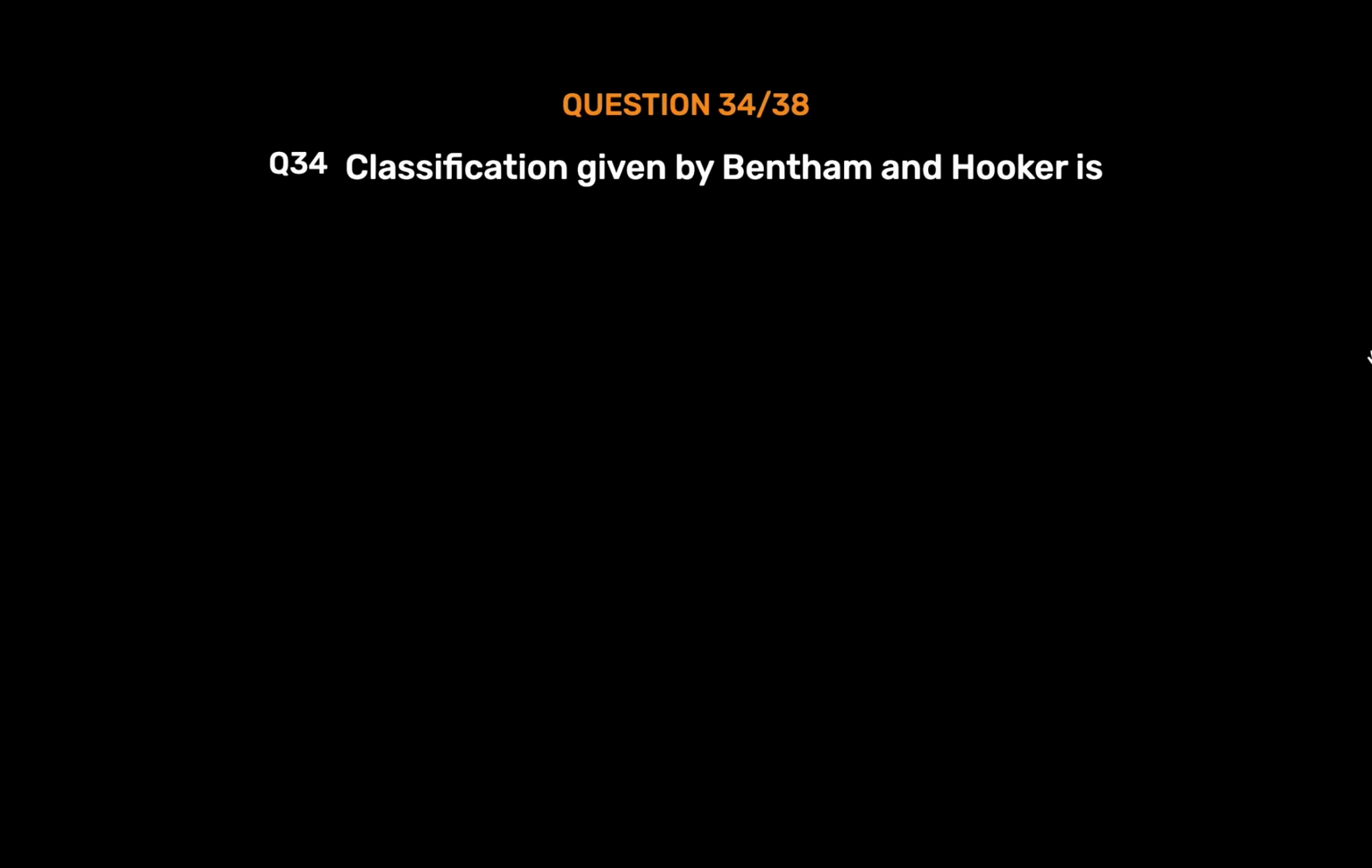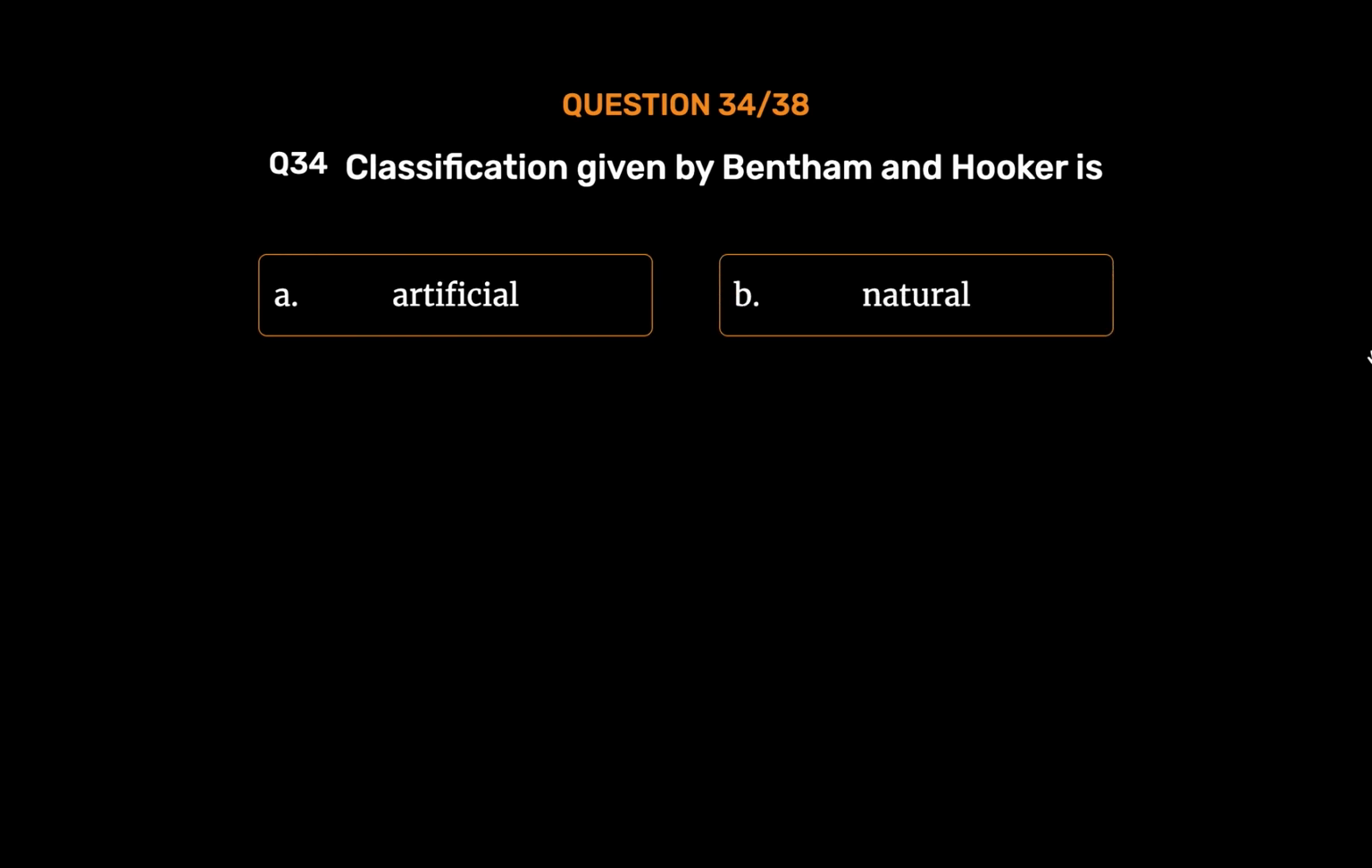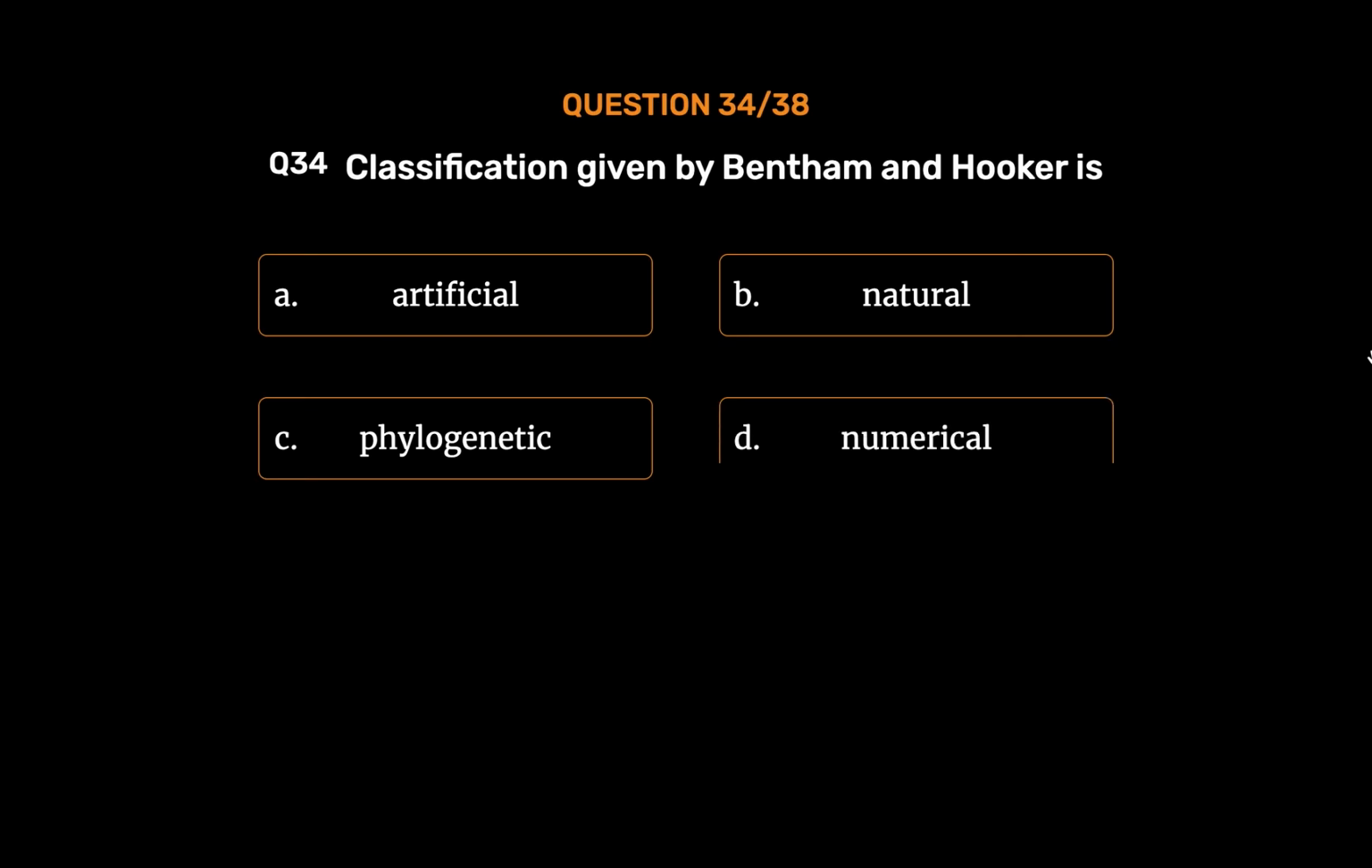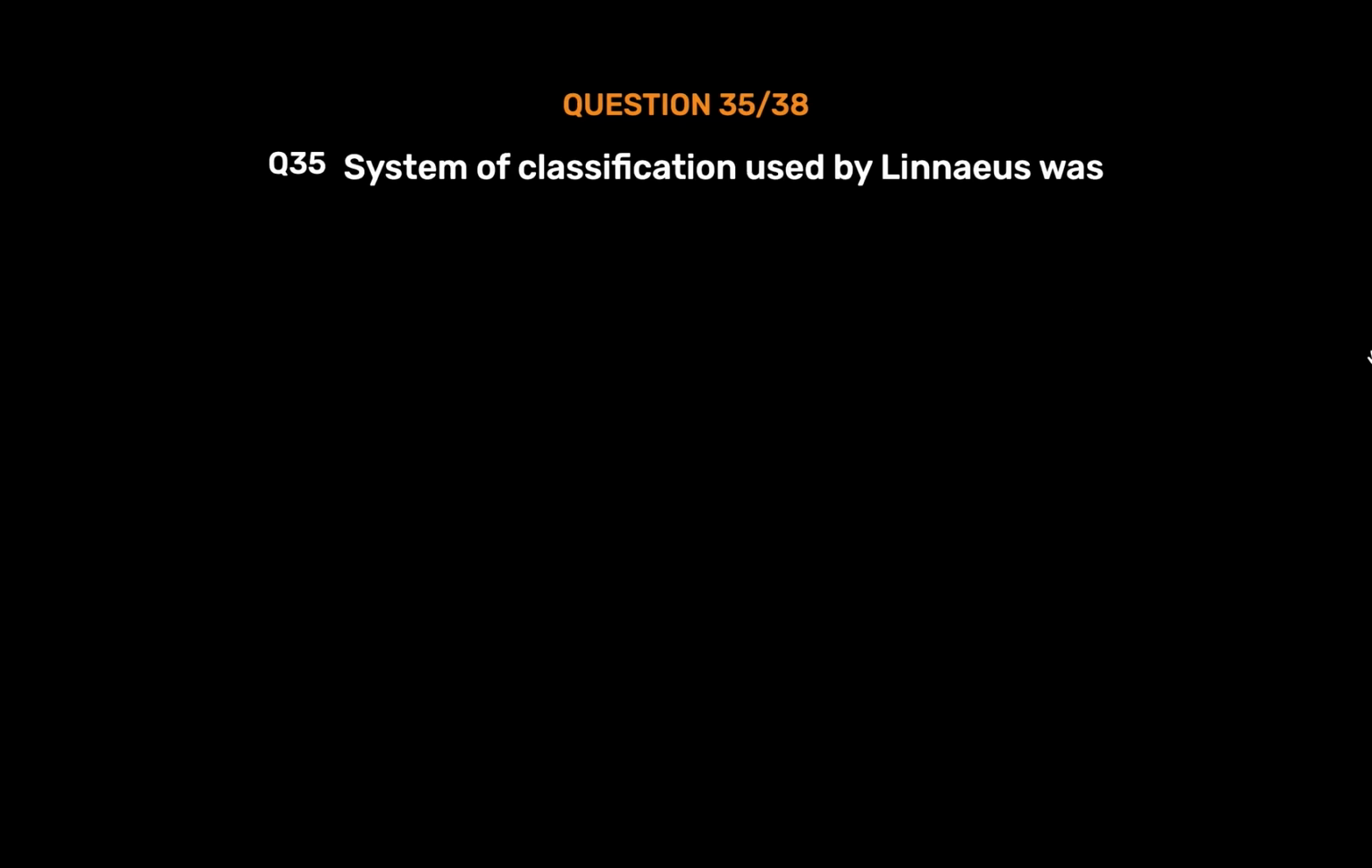Question number 34. Classification given by Bentham and Hooker is Option A. Artificial. Option B. Natural. Option C. Phylogenetic. Option D. Numerical. The correct answer is Option B. Natural.